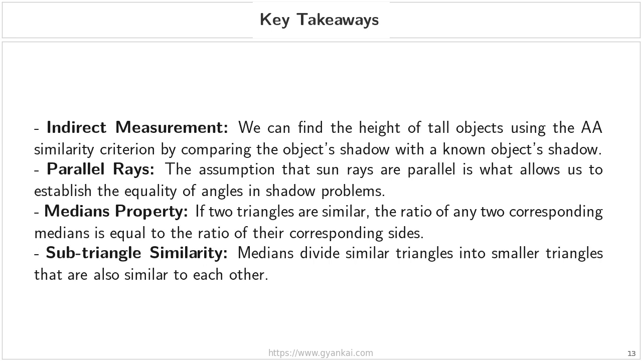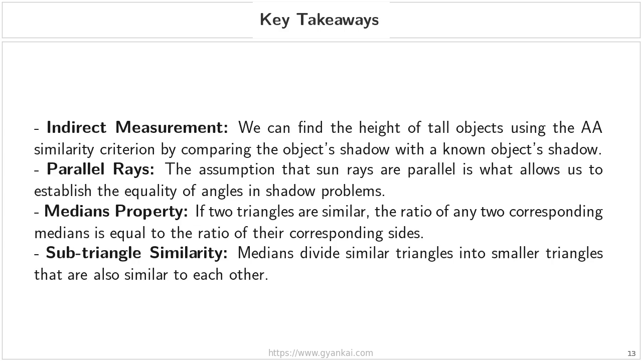Finally, we observed the concept of subtriangle similarity. We demonstrated that when a median is drawn, it actually divides the original similar triangles into smaller, new triangles. The beauty of this is that these smaller subtriangles are also similar to one another.